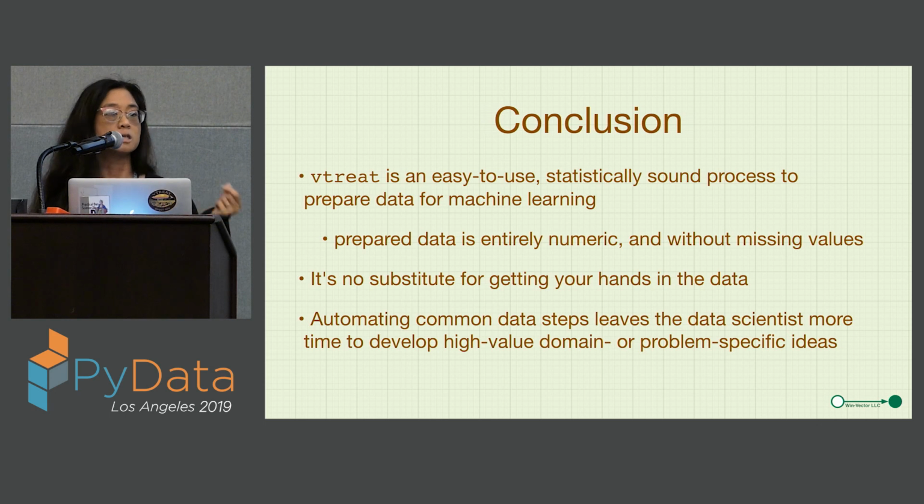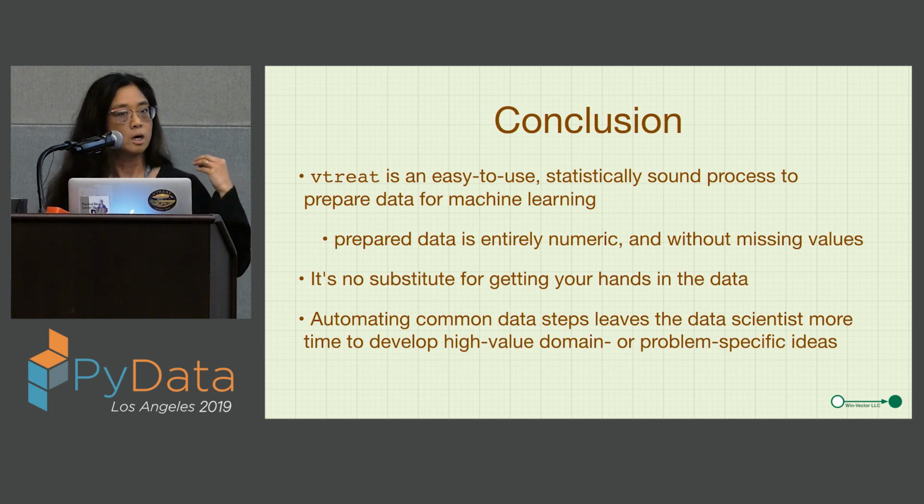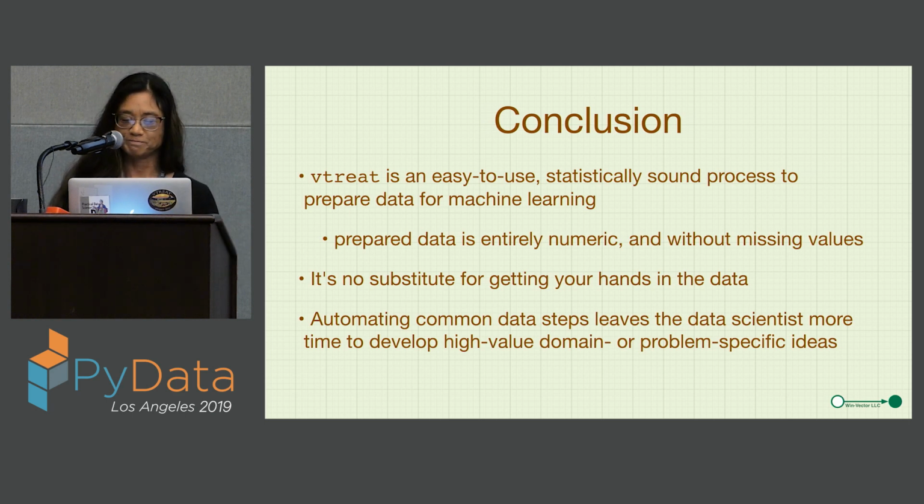But what we would argue is that the steps we've talked about today, dealing with missing values, dealing with high cardinality variables and novel levels, guarding against novel levels, are all grungy data steps that you have to do for basically any machine learning problem. With vtreat, you've automated the grungy common data steps, which leaves you, as a data scientist, more time for the creative, fun steps of developing high value ideas and feature engineering that are specific to your domain or your problem. Everybody wants more time for the fun stuff, which is a great reason to use vtreat.